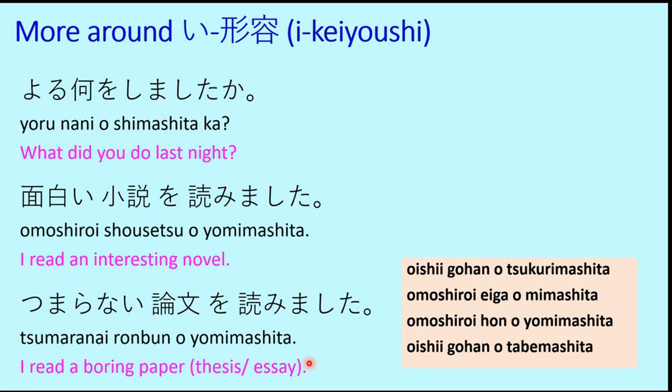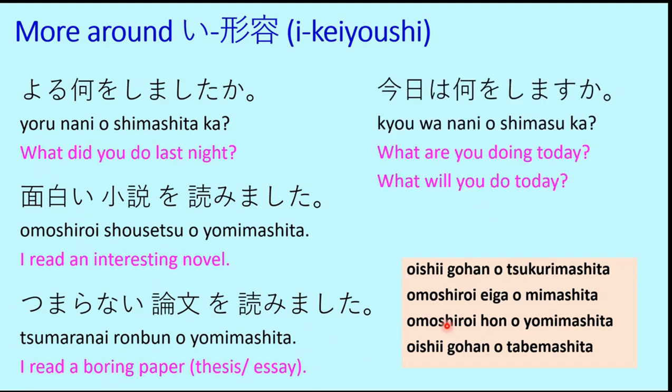Oishii gohan o tsukurimashita. So tsukurimashita means prepared. I cooked tasty food or a tasty meal. Omoshiroi eiga o mimashita. I watched an interesting movie. Omoshiroi hon o yomimashita. I read an interesting book. Oishii gohan o tabemashita. I ate delicious food. So yoru nani o shimashita ka? You can practice using these answers.